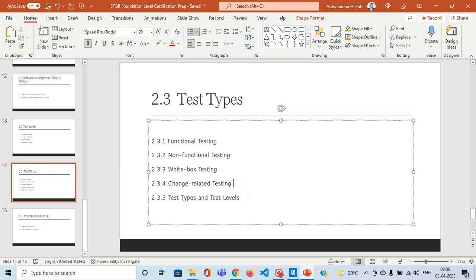Now the test types and test levels, what we are talking about, by now it will be clear. Testing types and test levels are different. Test levels are component, integration, system, and acceptance, and testing types are functional, non-functional, white box, and change related testing. So with that understanding, let's conclude 2.3. Let's meet in section 2.4.